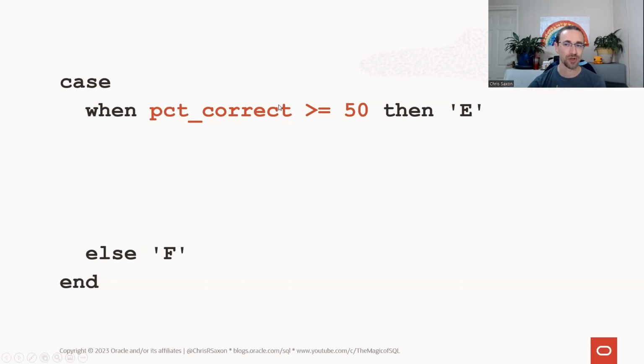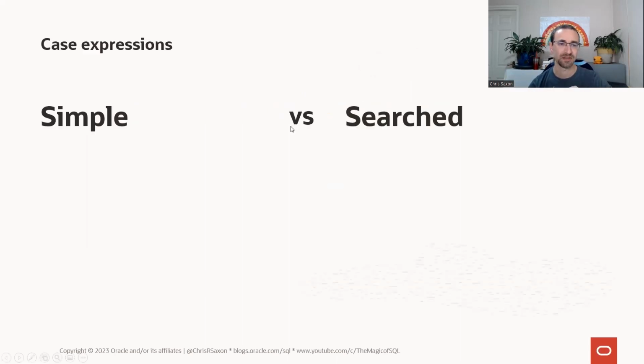So that's the basic structure. Now, the key thing to remember is there are actually two forms of case expression. There are simple and searched. As the name might imply from the word simple, simple case expressions are just simpler. They are easier.